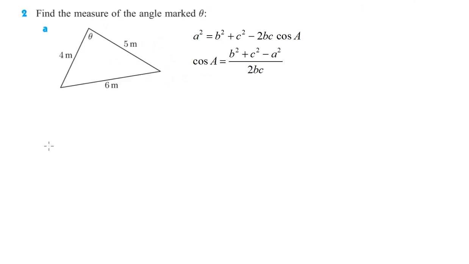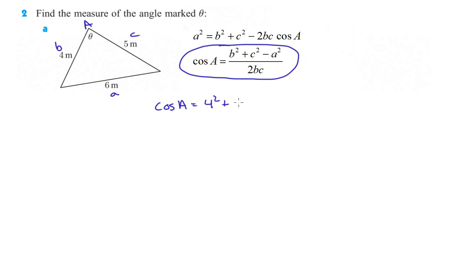Next one, number 2, find the measure of the angle marked theta. If we're looking for an angle, that's where we're going to want to use this formula here, because capital A is angle. So cosine of angle A, so this is A and this is little a. The other two are going to be B and C. Doesn't really matter, but what does matter is the A. So cosine A equals B, which is 4 squared, plus C, which is 5 squared, minus the a squared, which is 6 squared, all over 2 times b, which is 4, times c, which is 5.